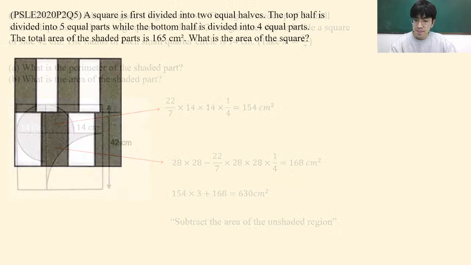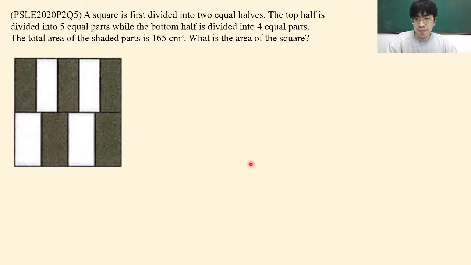Now moving on, let us have a look at the next problem. So for this one, we have a PSLE problem from 2020, Paper 2, Question 5. Now, a square is first divided into two equal halves. So the top half and the bottom half, they are equal. And given that the top half is divided into 5 equal parts, while the bottom half is further divided into 4 equal parts, the total area of these 5 shaded parts combined together is 165 centimeters squared. So what is the area of this square? Now, let's see.